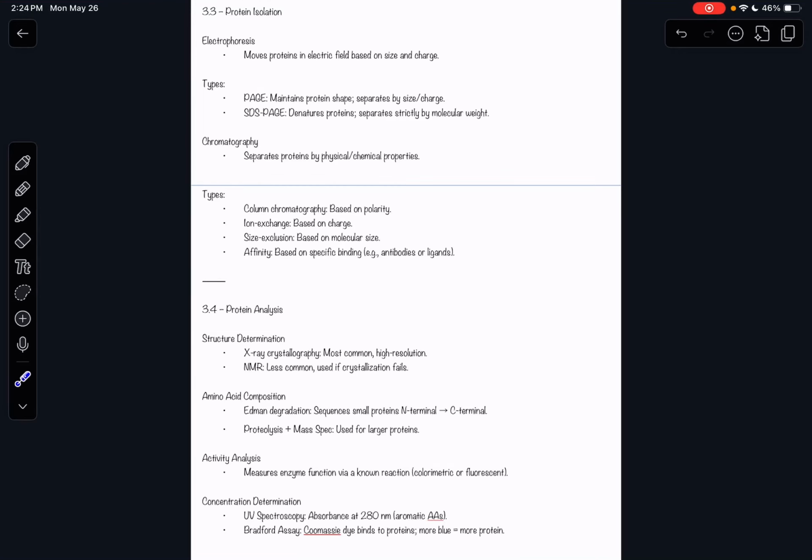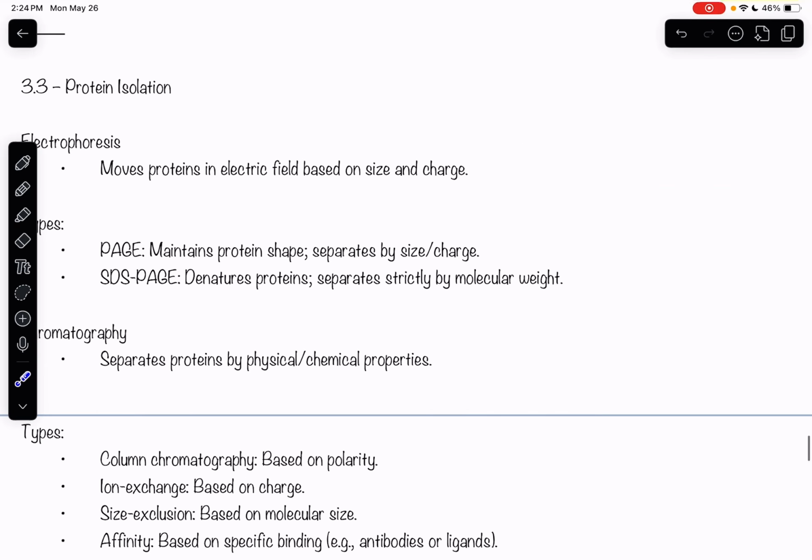Hey guys, welcome back. We're gonna keep going with the biochem. So I'm gonna do both 3.3 and 3.4 in one video, just because I feel like it should be protein isolation and analysis. So let's start with protein isolation.